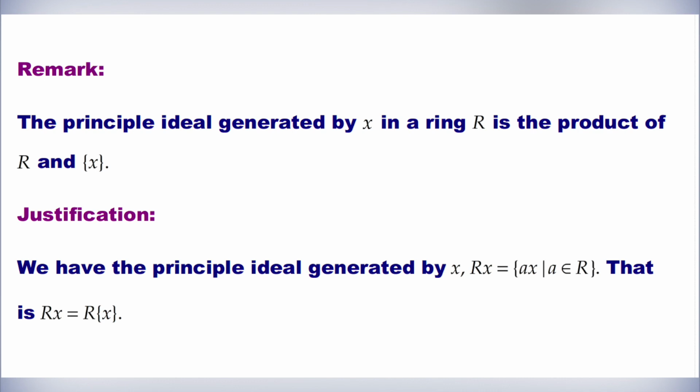The principal ideal generated by x in a ring R is the product of R and the ideal generated by x. The justification is that we have a principal ideal generated by x, which is Rx, equal to the set of all ax such that a belongs to R. That is, Rx is equal to R(x).